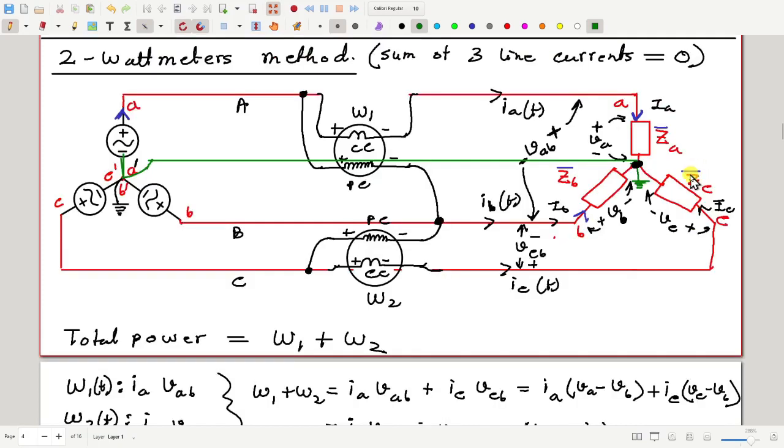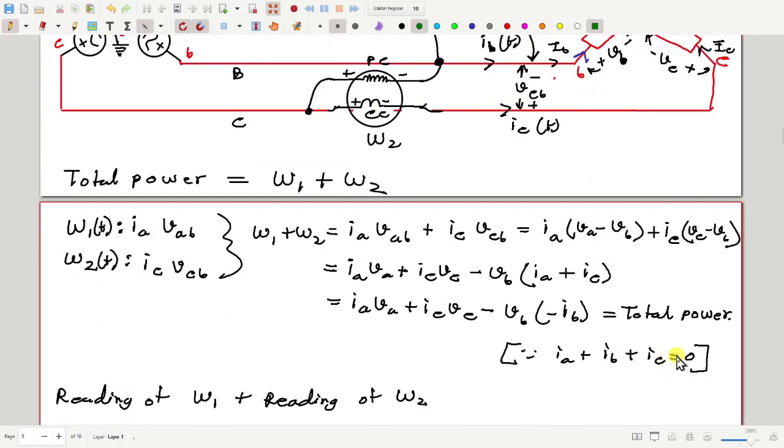So, when will this method work? This method works when the sum of the three currents is 0. If the neutral line is not present, then the sum must be 0, so it will work. If the neutral line is present and the load is balanced, then also the sum will be 0, then this method will work. But if the neutral line is present and load is not balanced, then the sum of the three currents will not be equal to 0, and then this method will not work. Because we have assumed IA plus IB plus IC equal to 0.